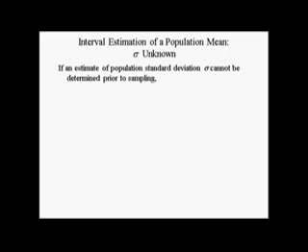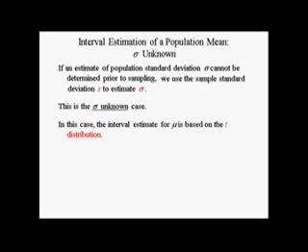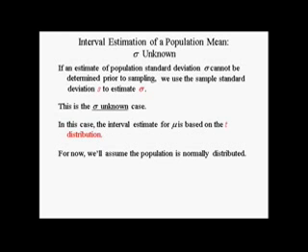If an estimate of the population standard deviation, sigma, cannot be determined prior to sampling, we use the sample standard deviation, S, to estimate population standard deviation, sigma. This is the sigma unknown case. In this case, the interval estimate for the population mean mu is based on the t distribution. When sigma is known, we use z. When sigma is unknown, we use t because S, the standard deviation of the sample, is used as an estimate of population standard deviation, sigma. For now, we assume data from the population is normally distributed.